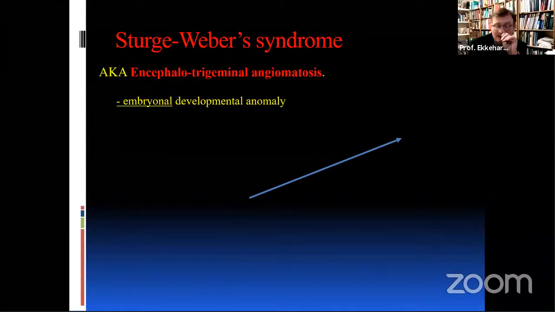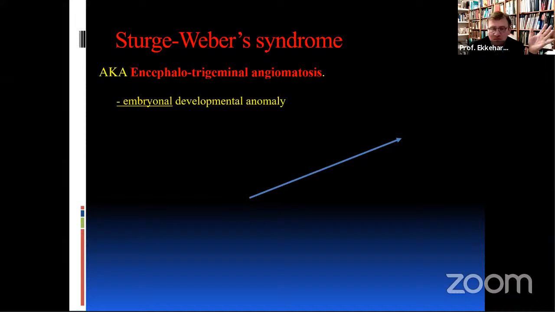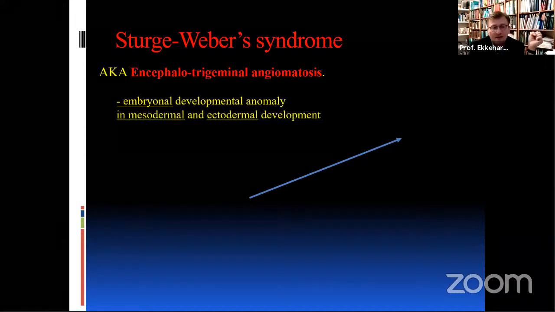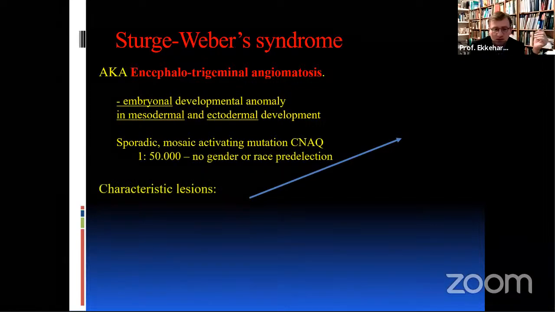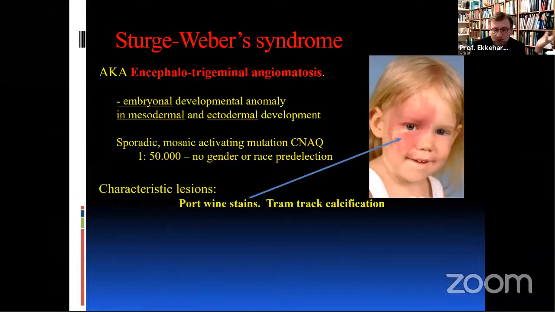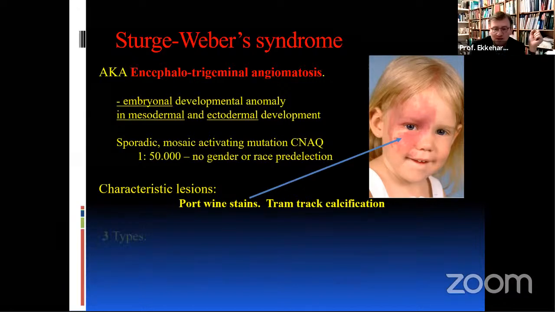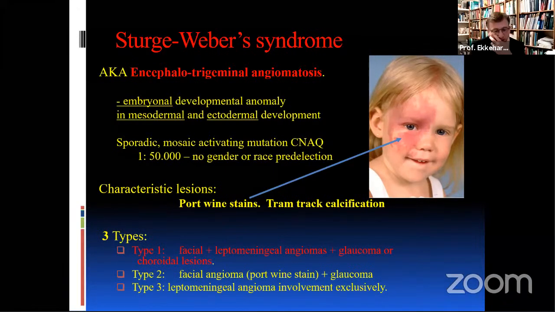All right, this is also called encephalotrigeminal angiomatosis for a reason. There are malformations from the vascular structures. They are mesodermal and ectodermal. It's not an inherited malformation, it's sporadic, it's rare, it's 1 in 50,000 births, no gender or race predilection, and they have these characteristic lesions of port wine stains in the face and the trigeminal distribution, plus calcifications. There are 3 types, and here we are dealing with type 1, so the facial and leptomeningeal malformation predominates.